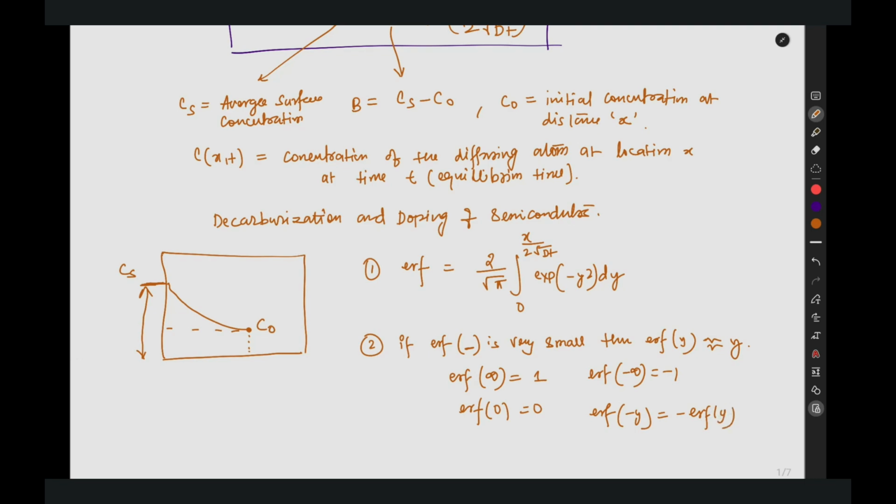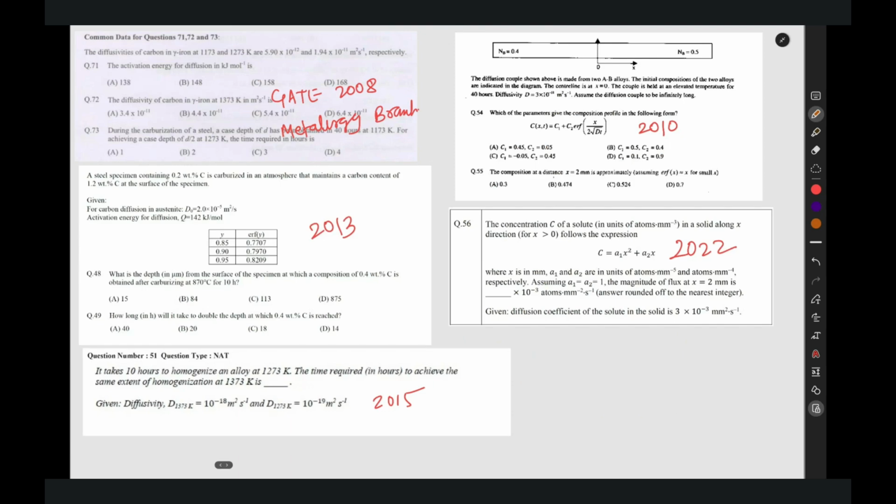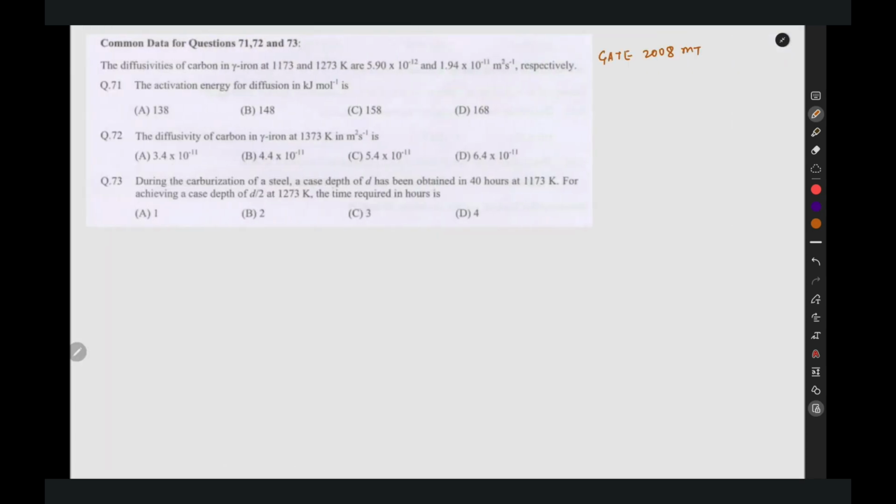Now we are ready to solve the question. Moving to the question, we will solve the first question from GATE 2008. In this question, the diffusivities of carbon in gamma iron at 1173 and 1273 kelvins are given as this and this respectively. We have to calculate the activation energy for diffusion in kilojoule per mole.